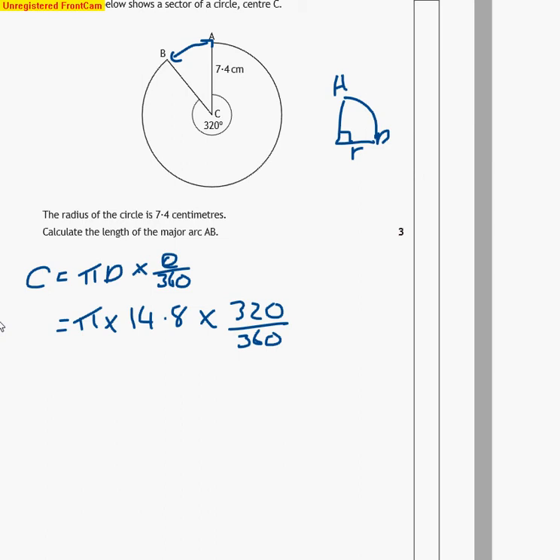So this bit obviously can be any degrees. Okay, so theta over 360. So that's the only equation you're not going to get in this exam. Okay, the only other mistake people can make is to use the diameter, which is 7.4. That's quite common. So yeah, I'm just going to stick that in my calculator.